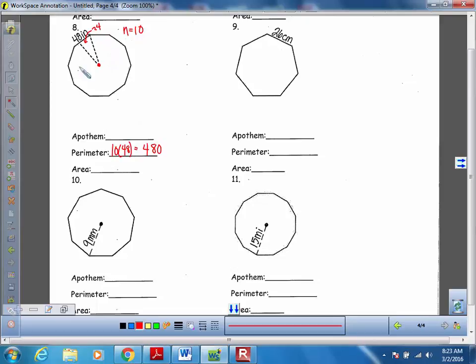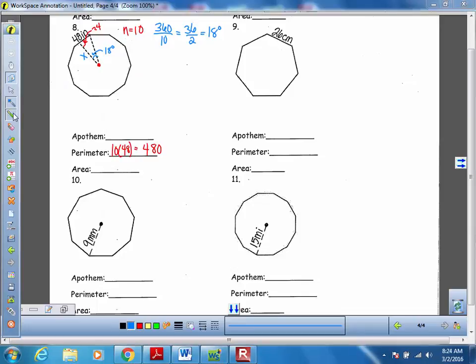All right, now we have our 90-degree angle. We need to find this angle here so I can figure out the best way to find my apothem. So we're going to do 360 divided by the number of sides, which is 10. That gives me 36. Then I have to divide that by 2 in order to find the angle that goes here. So this angle is 18 degrees.